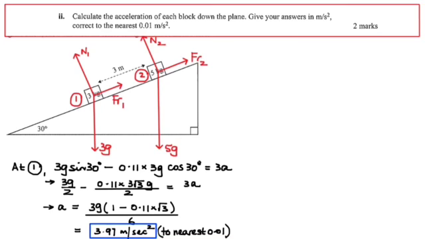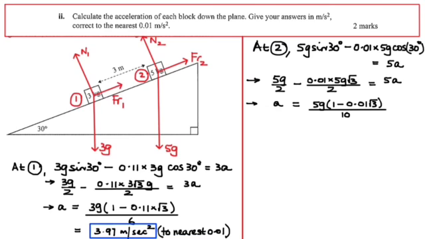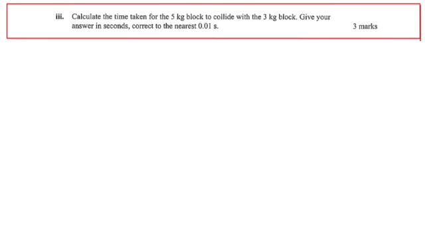Yes. Now we do the same thing, same process for point 2, the 5 kilogram block. We get 5g sin 30 minus 0.01 times 5g cos 30 equals 5a. Solving that for a for the 5 kilogram block, we'll get all that, 4.82 meters per second squared, which is accelerating faster. That's what I was thinking, than this beastie down here. So we've done that. That's 2 marks for us. Now let's have the next question.